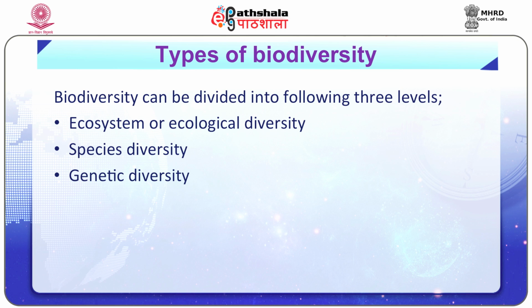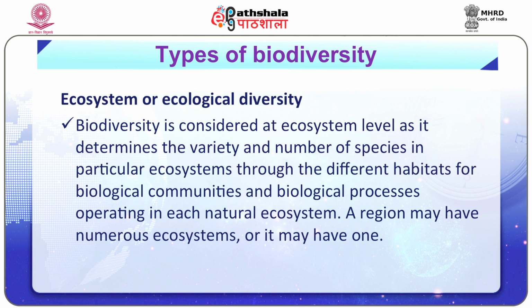Types of biodiversity. Biodiversity can be divided into the following three levels. A, ecosystem or ecological diversity. B, species diversity. C, genetic diversity. First, ecosystem or ecological diversity. Biodiversity is considered at ecosystem level as it determines the variety and number of species in a particular ecosystem through the different habitats for biological communities and biological processes operating in each natural ecosystem.